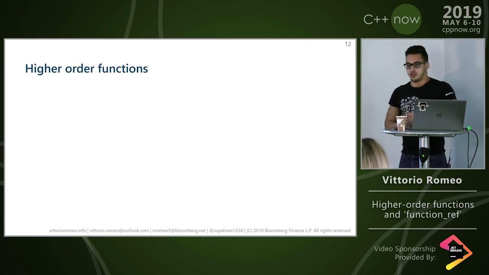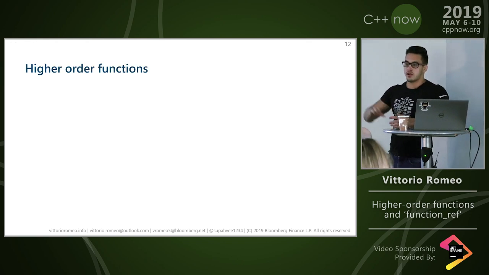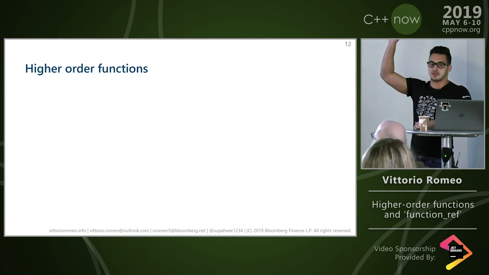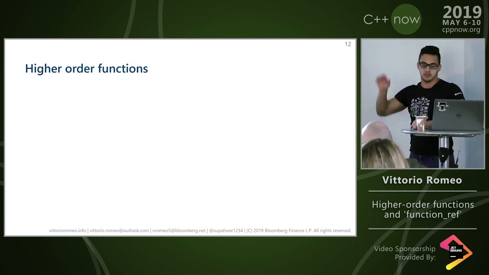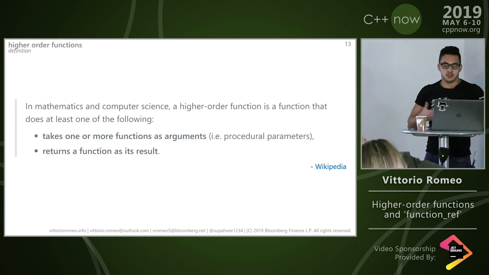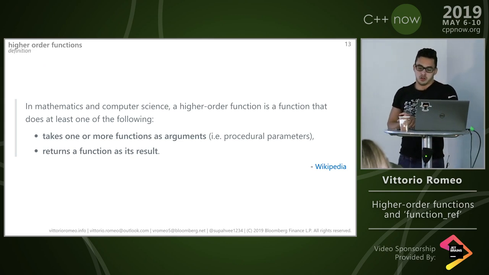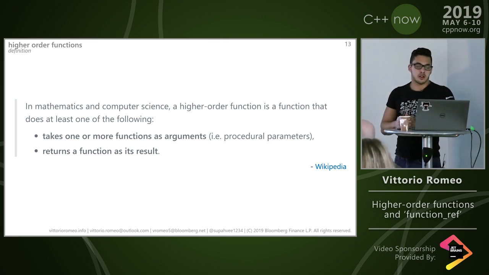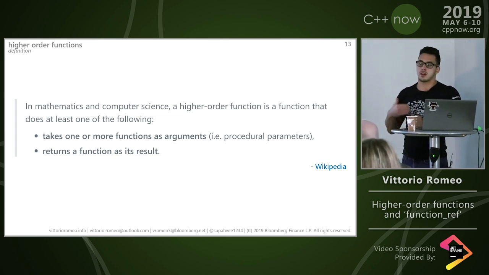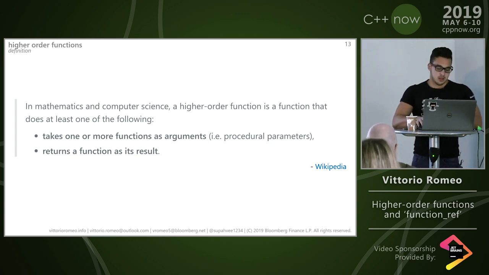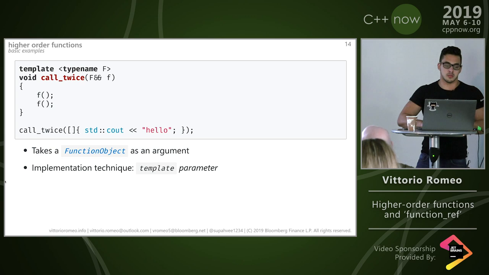So, higher order functions. How many of you know what a higher order function is? Okay, quite a few people. So, in general, what Wikipedia says is usually a good start, and in this case, I tend to agree. A higher order function is just a function that either takes another one as an argument or returns another function as its result. So in C++, we can see a very simple example over here.